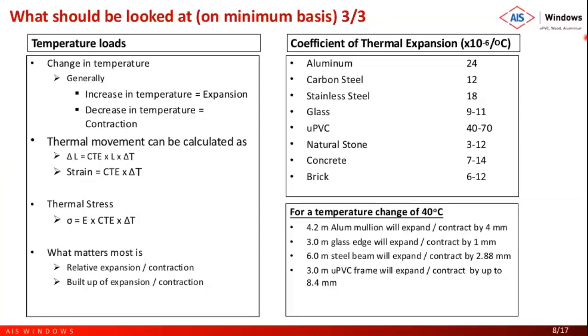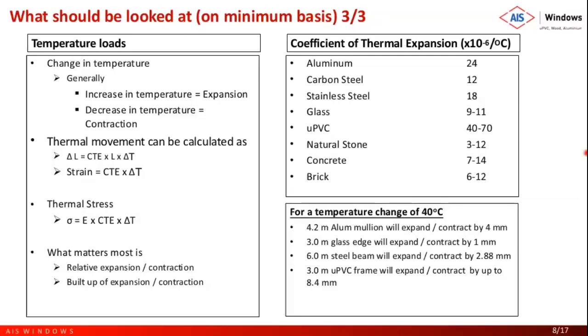So maybe some of the time, absolute expansion is not a problem because that is accommodated in one direction. But relative expansion, when we say relative expansion, what it means is, if you see the table on the right side, it says coefficient of thermal expansion, which is 10 to the power minus 6 per degree Celsius. Just for the understanding, we'll say this is per unit. So for the same change in temperature, aluminum expands by 24 units, glass expands by 9 to 11 units. So that differential expansion is to be taken care of.